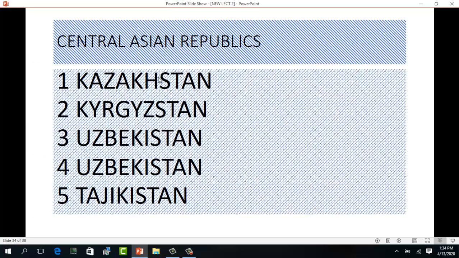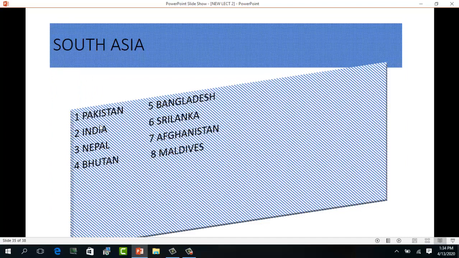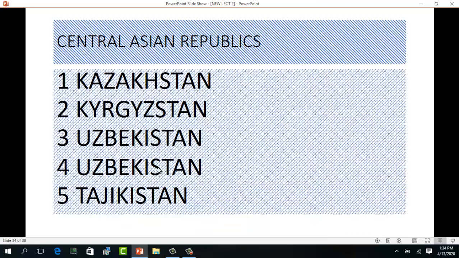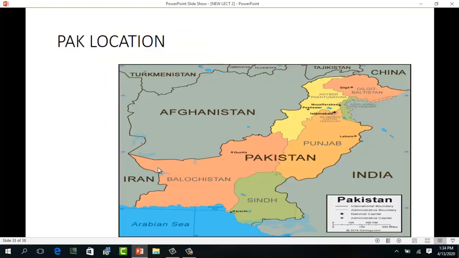Remember these names, the Central Asian Republics: Kazakhstan, Kyrgyzstan, Uzbekistan, Turkmenistan, here Turkmenistan, not Uzbekistan again, and Tajikistan, part of the Central Asian republics. And here South Asian countries: Pakistan, India, Nepal, Bhutan, Bangladesh, Sri Lanka, Afghanistan, and Maldives. Pakistan acts as a junction.